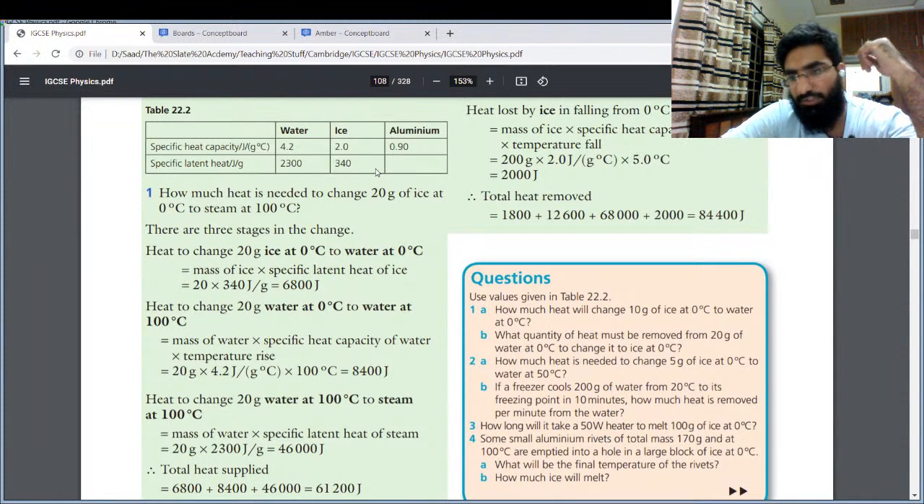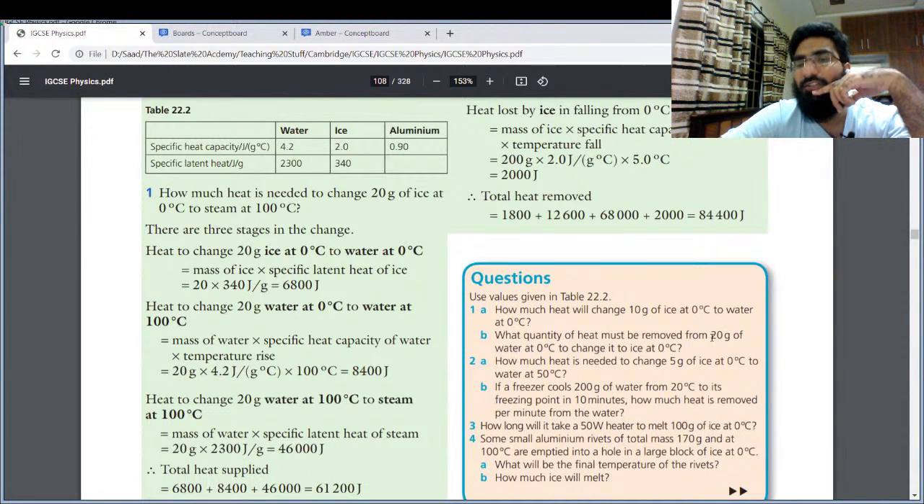Perfect. 6,800 joules per gram. Okay, another thing in this question, the units were aligned, but in your exam, you'll have to check that the specific latent heat is given in joules per gram. So if the mass is given in kilograms, you'll have to first convert it into grams.